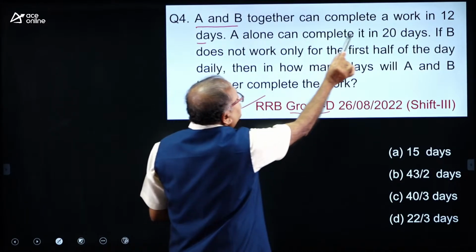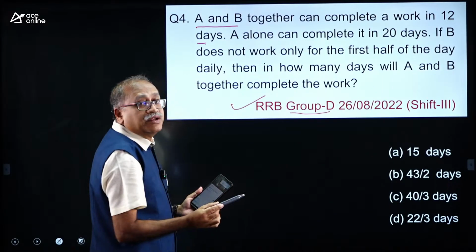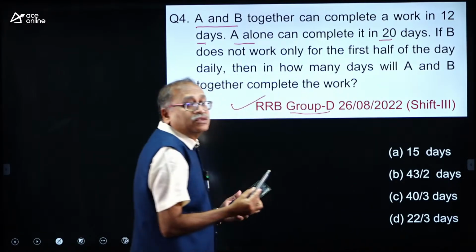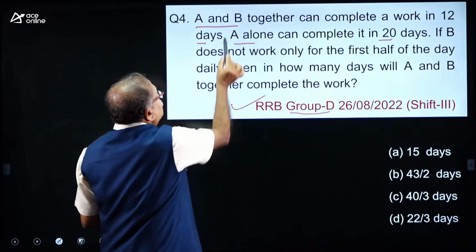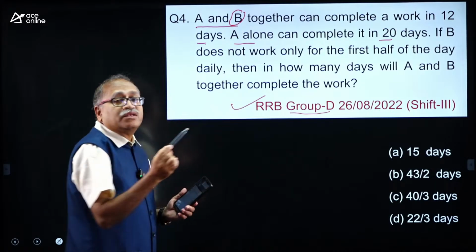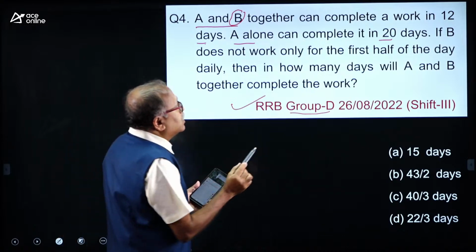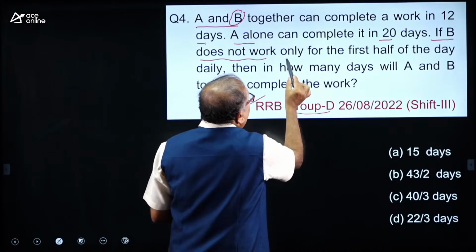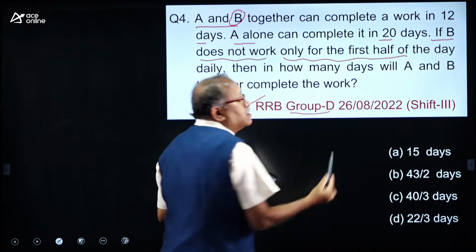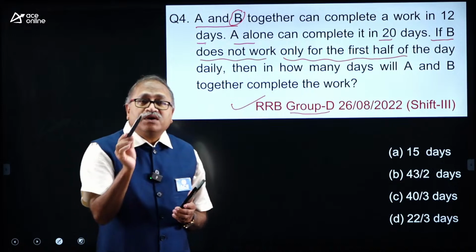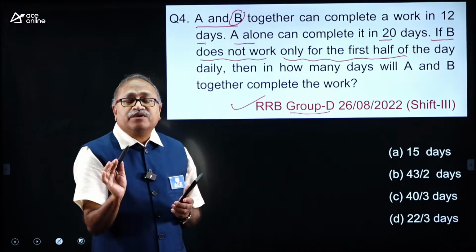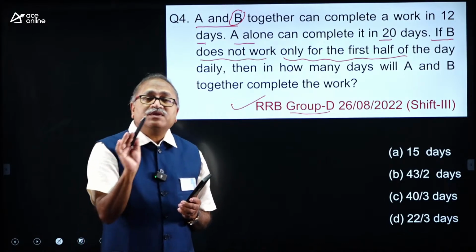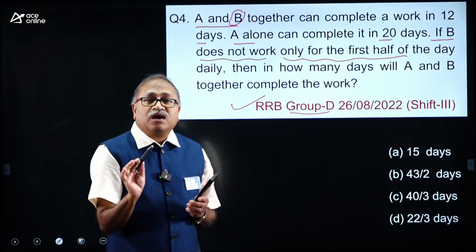A and B together can complete the work in 12 days, and A alone can complete the work in 20 days. By using these two pieces of information, I can find out in how many days B alone can complete the work. After that, what it says is that B does not work for the first half of the day, that means B works the second half of the day. He does not work on the first half of the day.